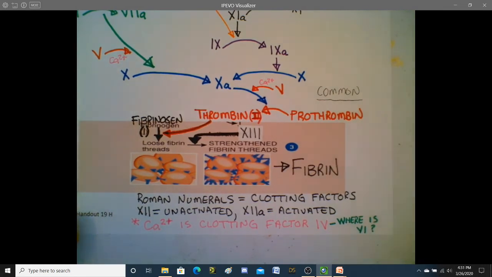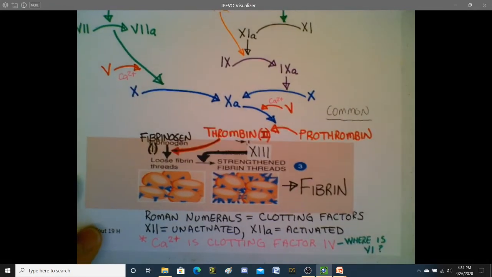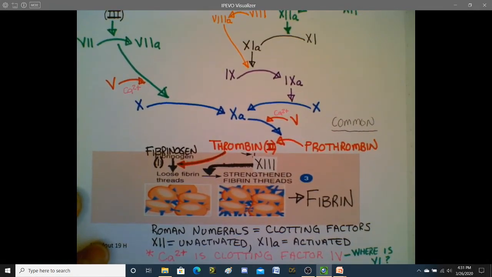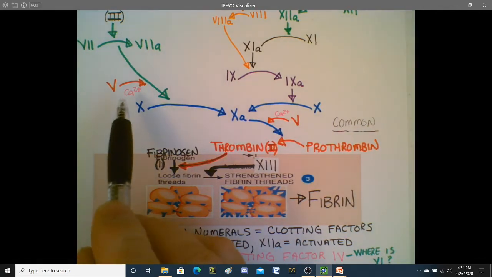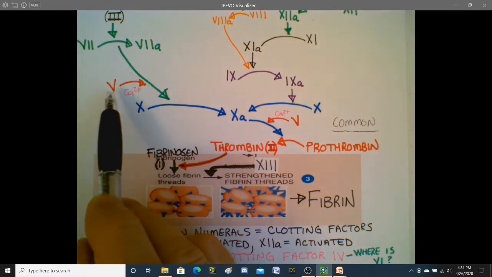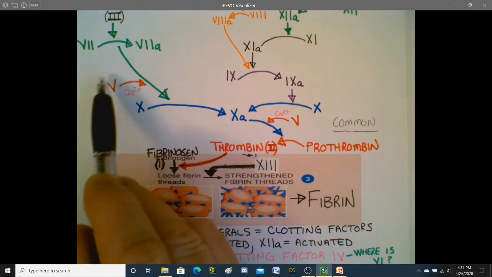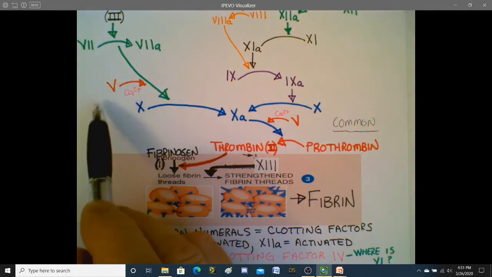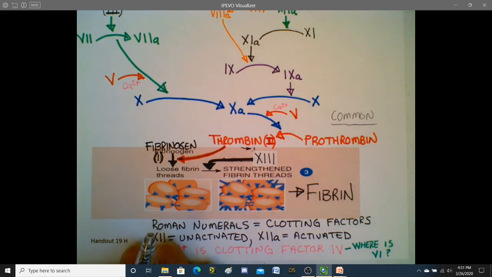It says, where is clotting factor 6? It turns out that clotting factor 6 was misnamed. It turns out they thought it was its own clotting factor, but it's just the inactive 5. In this diagram, 5's already activated, but the inactive form of 5 was originally named 6. Now we know it's just 5 inactivated.